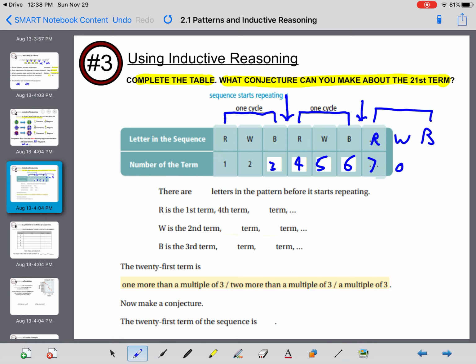And that would be the 7th, the 8th, the 9th term. Okay, so there are three letters in the pattern before it starts repeating. Well, in one cycle, there's 1, 2, 3 letters. R is the first term, the fourth term, and, not counting the ones I added at the end, because that was just an example, the first term, the fourth term, and I guess we would, because it would be R here, the 7th term.